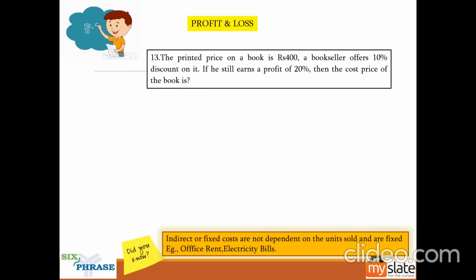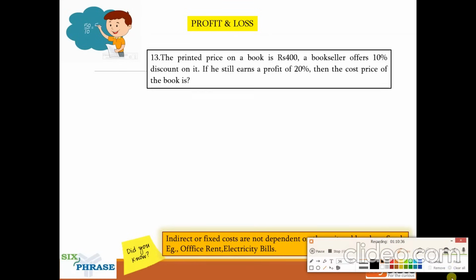The printed price on a book is 400. The bookseller offers a 10% discount on it. If he still earns a profit of 20%, then the cost price of the book is. So I hope you get the answer correct for this.